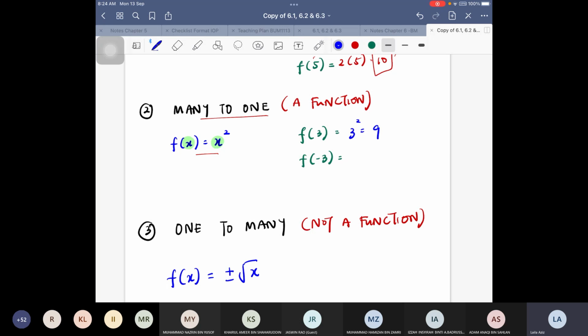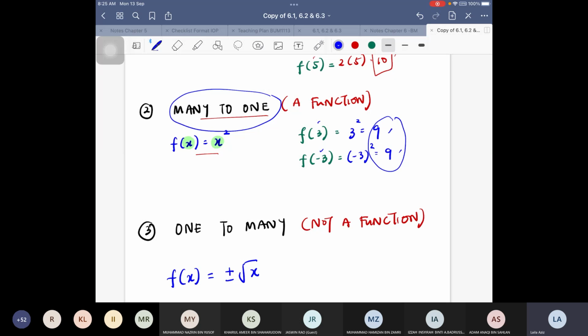So kalau f negatif 3, so dia akan jadi negatif 3 square. So which is also going to be 9. So kenapa yang ni nama dia adalah many to one? Sebabnya nilai yang berbeza boleh menghasilkan output yang sama. Tapi dia still adalah function, sebab setiap nilai ni ada satu output sahaja. So 3 ada satu je output, 9. Negatif 3 pun ada satu je output. So which is going to be 9. So ni adalah contoh relationship many to one.